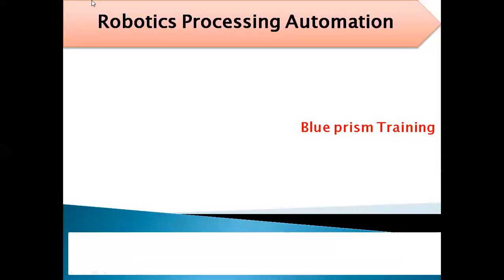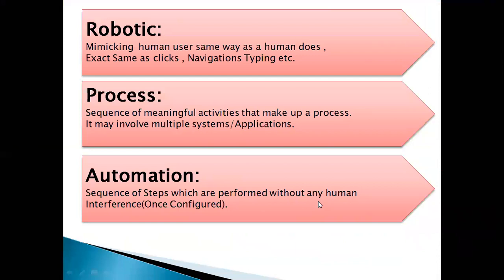So I'll just quickly go through the PowerPoint presentation we had yesterday. Yesterday we talked about robotic process automation. Robotic is nothing but mimicking a human user, the same way a human does, exactly like clicks, navigations, and typing. Process is nothing but a sequence of meaningful activities that make up a process. It may involve multiple systems or applications. Automation is nothing but a sequence of steps which are performed without any human interference. That's what we call an automation.